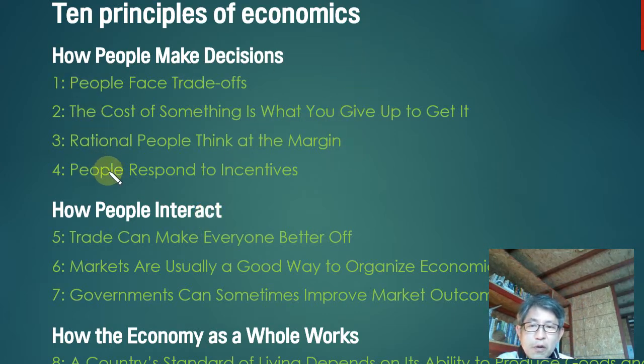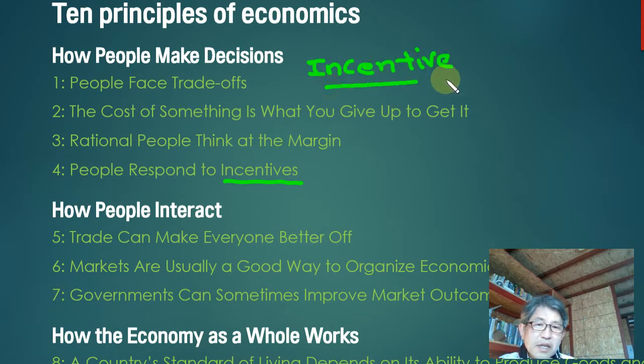And next, number 4, people respond to incentives. Okay, the incentive means sometimes a penalty and sometimes a benefit, either way, depending on how a person acts, right? Incentive is a very important factor when people make decisions. Also, I'll show you an example of this for your easy understanding. What is the incentive?